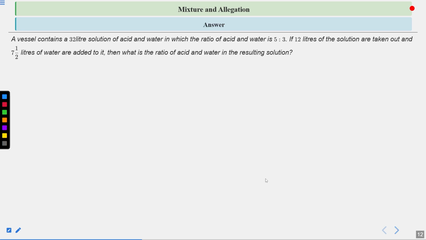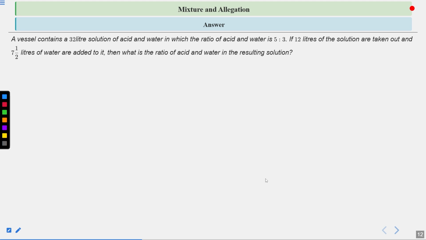The question says that a vessel contains a 32-liter solution of acid and water, in which the ratio of acid and water is 5:3. We can compare it, because 5 plus 3, that is 8 units, is equal to 32 liters. So we get the quantity of acid and water. Now the question says that 12 liters of the solution are taken out. When we take out the solution, the ratio will be constant. The ratio will not change. So the ratio will be 5:3 for the mixture after taking out 12 liters.